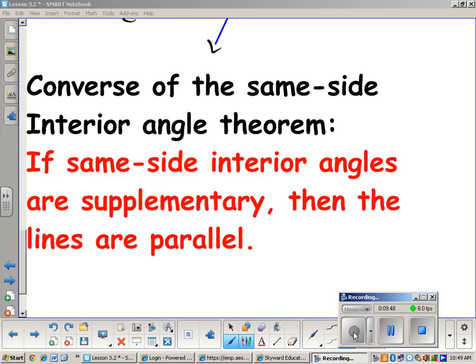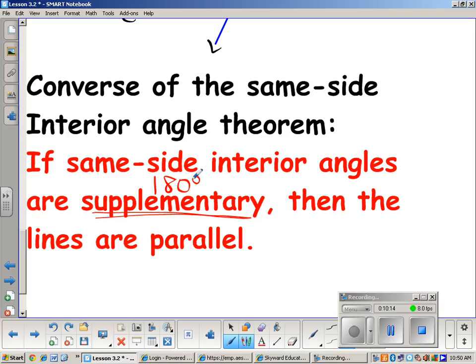Now the converse of the same side interior angle theorem states if same side interior angles are supplementary, then the lines are parallel. Again, supplementary is the sum of two angles that add up to what? 180 degrees. So I'm going to write that above there, just for your notes, 180 degrees. So if the two angles are supplementary, then the lines are parallel.